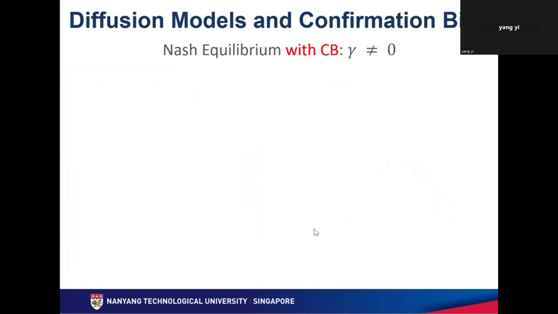Yeah, and next we move on to the scenario without the confirmation bias. That means we set gamma not equal to zero, and the initial setting of the public opinions is the same as in the last scenario. But they set gamma equal to 0.06, which equals beta. You can change the value here, but they choose to test 0.06.